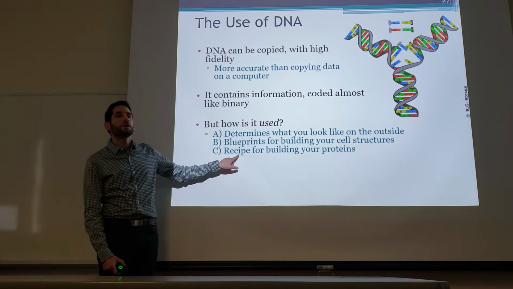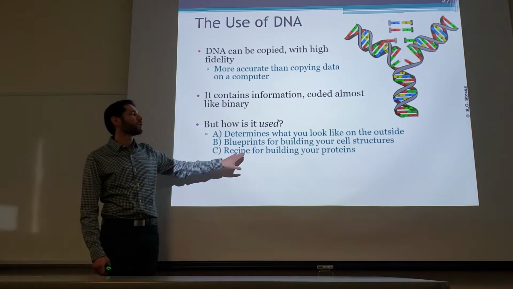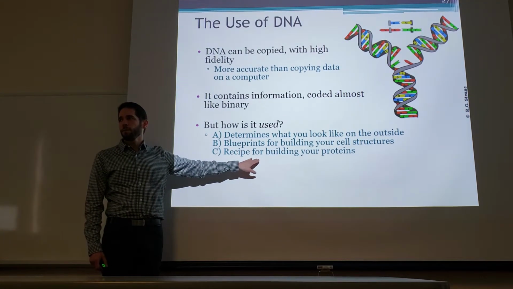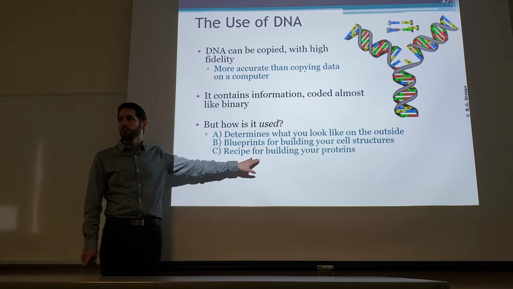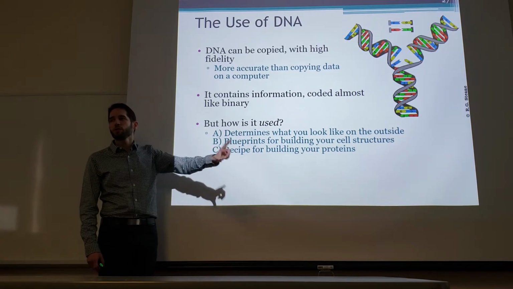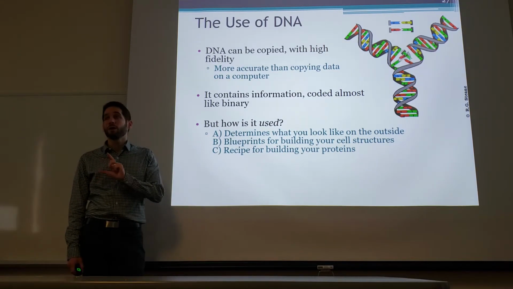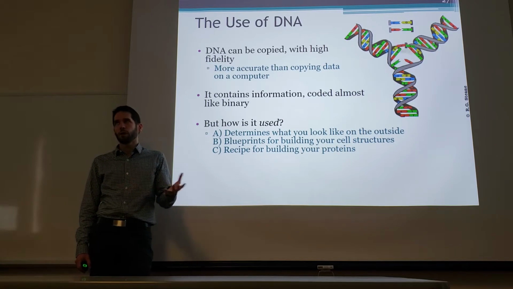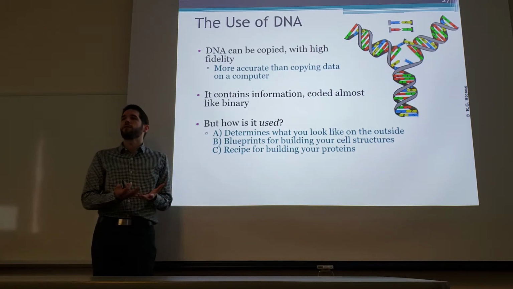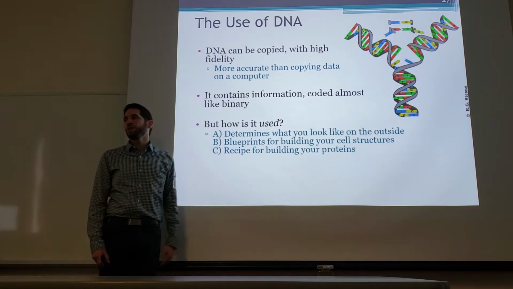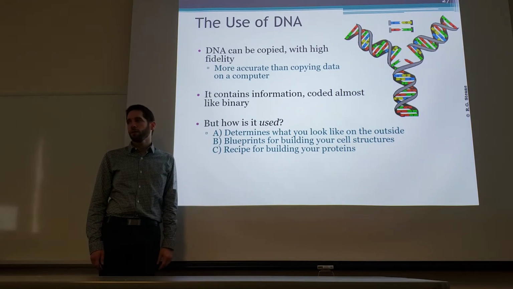C is the answer, all right? Which got a couple votes for C. So recipe for building your proteins. That's it. It does one thing. It tells you how to build proteins. That's it. It does not at all say what you look like on the outside. In fact, if I took your DNA, there is no way I would be able to figure out what you look like from that, which is why, for example, cops cannot do that. They cannot take crime scene DNA and then figure out what the suspect looked like, because it tells them what the proteins inside the suspect look like.